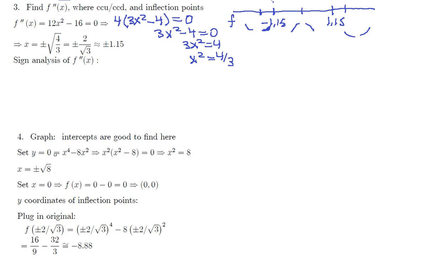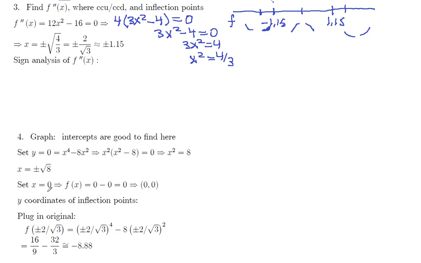Intercepts are good to find. We already found ours. X equals 0. We got 0, 0. Now if we set y equals 0, well, here's our function, x to the 4th minus 8x squared. We can factor an x squared out of there, and we'll have left x squared minus 8. Set that equal to 0, which means either x squared is 0, in which case x equals 0. We already got that one. Or x squared minus 8 is equal to 0, in which case x squared equals 8. Take square roots on both sides. X is plus or minus root 8. So we have intercepts at plus or minus root 8, which is about 2.2. It's between 2 and 3.